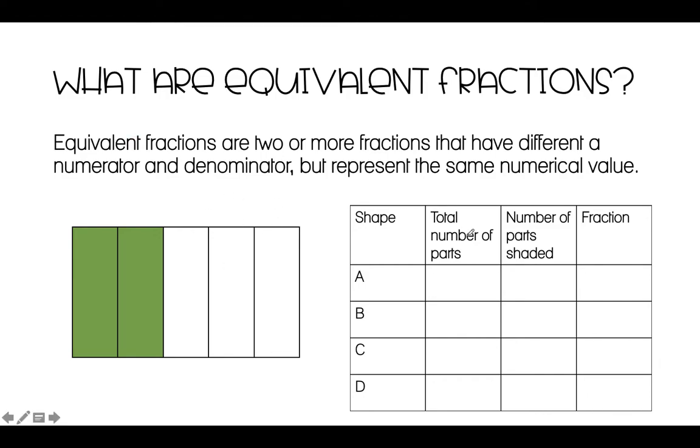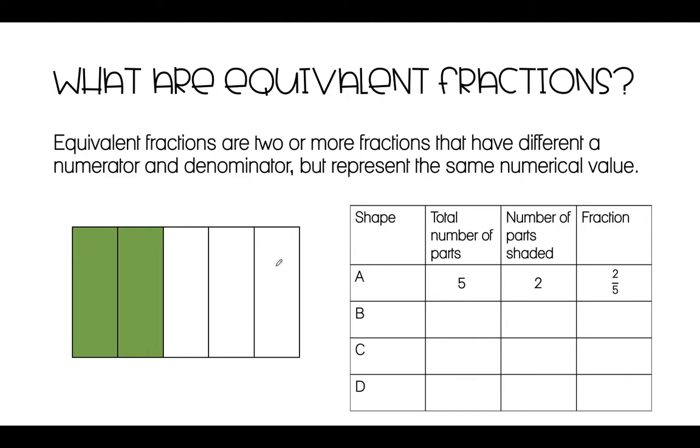So, firstly, we're going to look at shape A. So shape A, how many parts are there? There are 5 parts in total. So 1, 2, 3, 4, 5. And how many parts are shaded in? Well, that's 2. And so if we put this as a fraction, we've got 2 parts shaded out of 5.